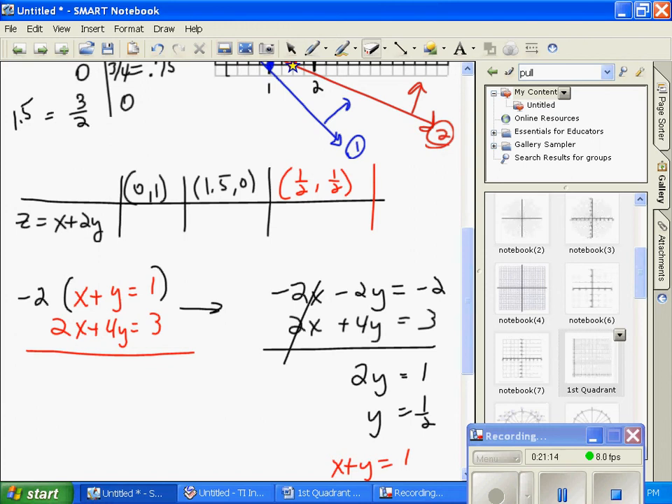Okay, so now I'm just going to plug (0, 1) into the z equation. Plugging that in, I'm going to get a 2 for this one, and I get 1.5 for here. And plugging in (1/2, 1/2), I'm going to get 1/2 plus 1 to get 1.5.